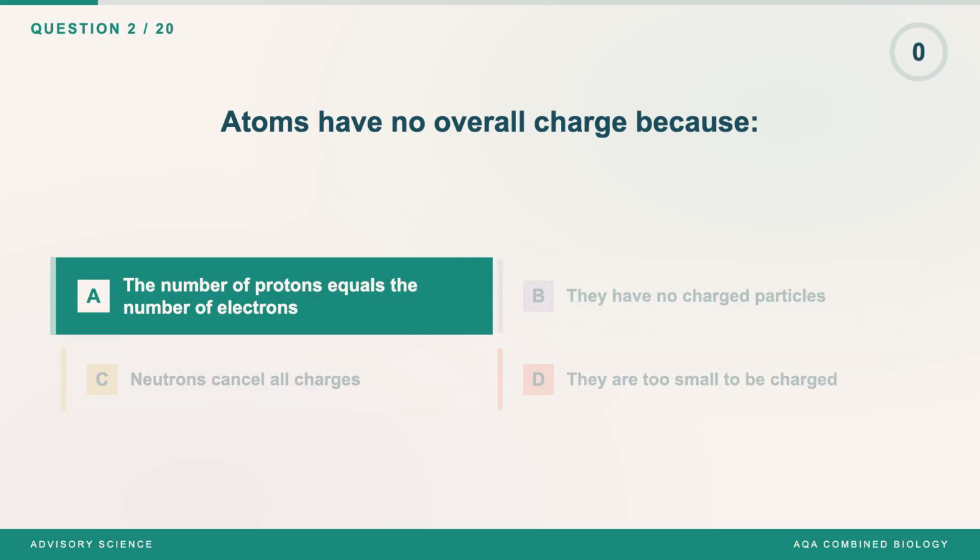The answer is A. The number of protons equals the number of electrons. Equal numbers of positive protons and negative electrons mean the charge is balanced to zero.